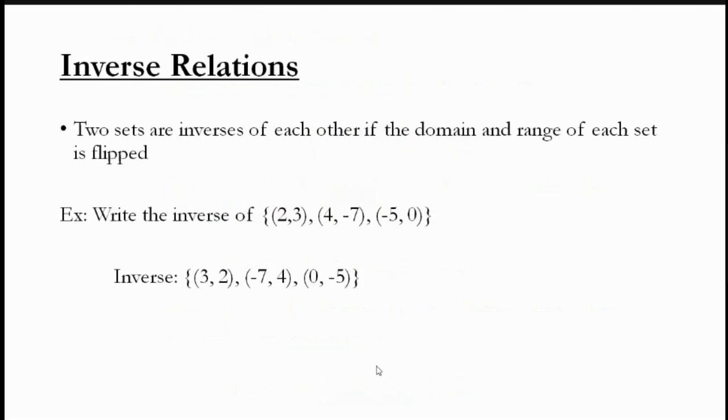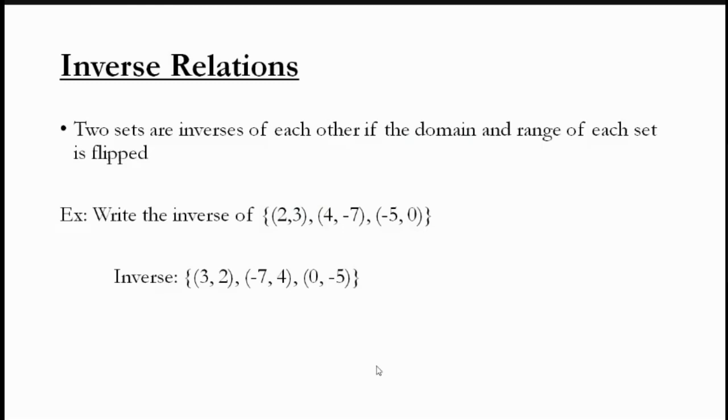Now, so far we have seen the relation and finding the domain and range. Now this is the inverse relation. Inverse relation means just flip the pairs. If a relation is denoted as capital R, then its inverse will be denoted as R power -1. So that is what the inverse relation is. Two sets are inverse of each other if the domain and range of each set is flipped.